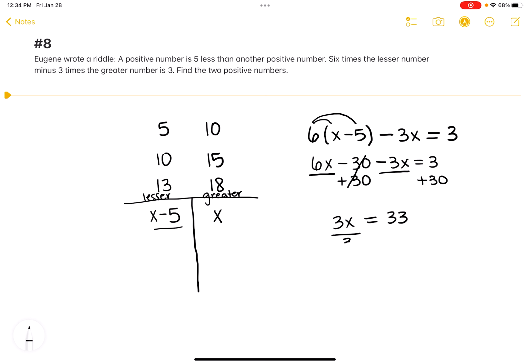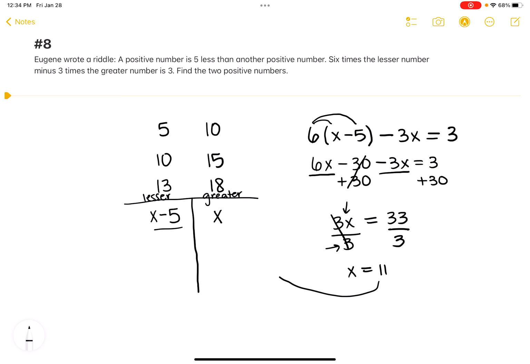Last step, divide by 3 to do the opposite function. This was being multiplied, so we do the opposite by dividing. Divide by 3 on both sides, you end up with x equaling 11. 33 divided by 3. Okay, so we found our greater number. Our greater number is 11.